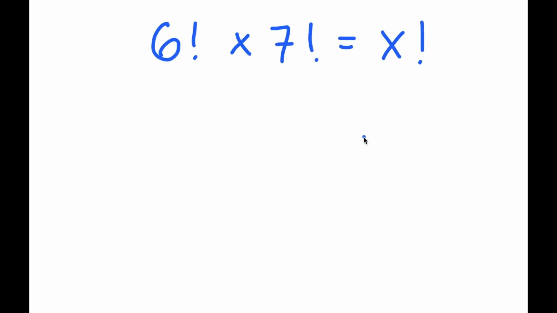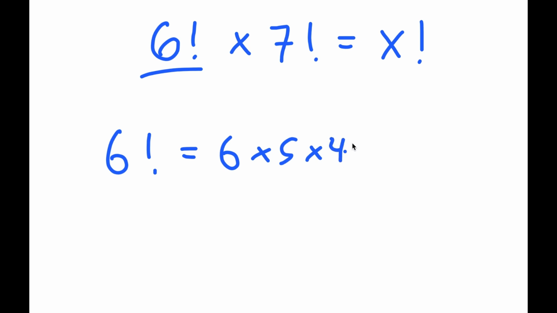Alright, so in this video, I'm going to solve the equation 6 factorial times 7 factorial is equal to x factorial. So, what I'm going to do is 6 factorial here. Well, 6 factorial is equal to 6 times 5 times 4 times 3 times 2 times 1.